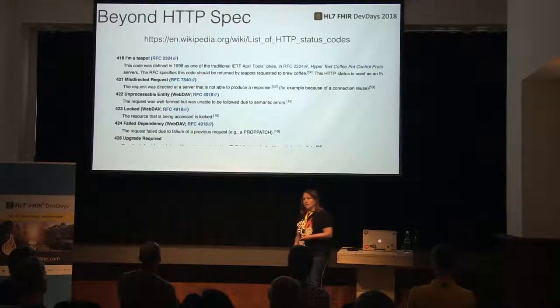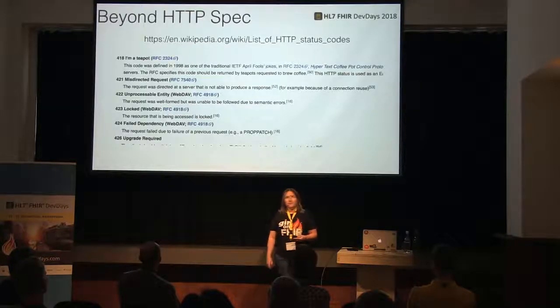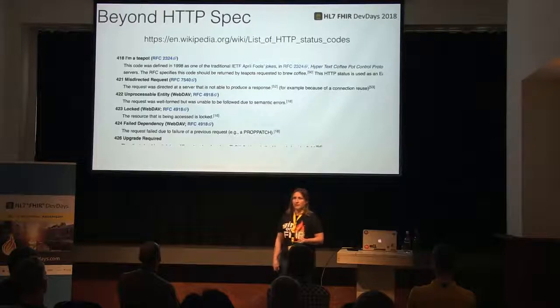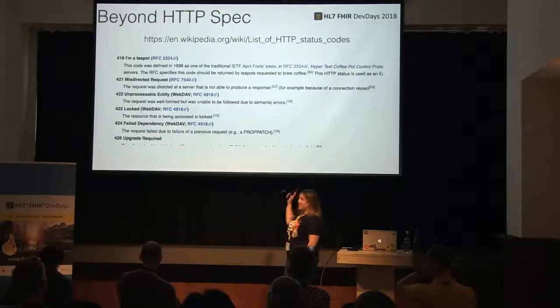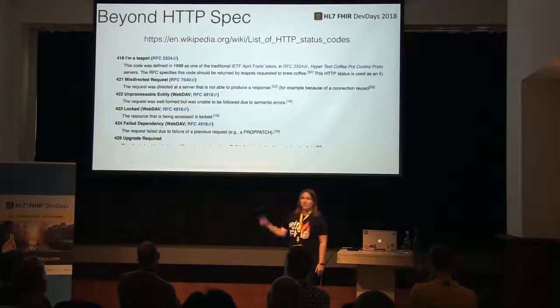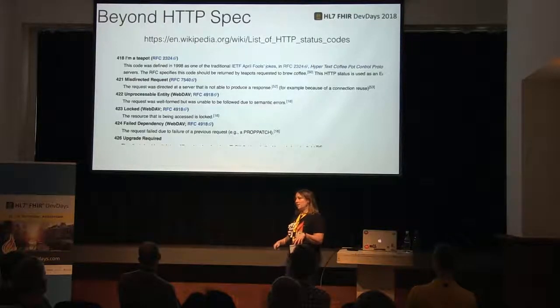Beyond the HTTP spec, REST is based on a lot of different extensions to HTTP that include special errors, and a lot of these are used in FHIR. If you're really curious what a certain error means and you can't find documentation, Wikipedia actually has a really good list of them. You can always also find them in the different extensions. WebDAV specifically has a couple.